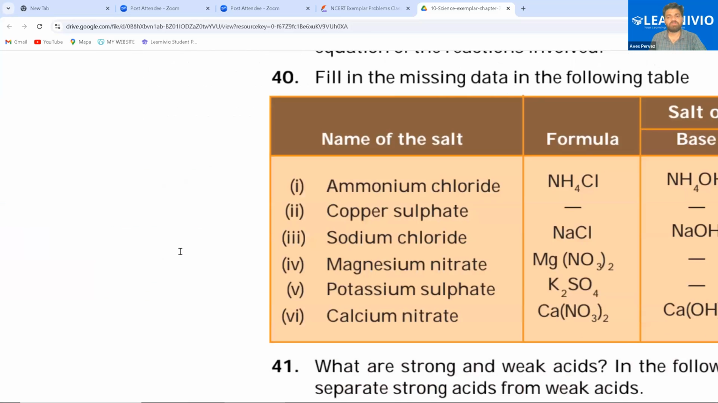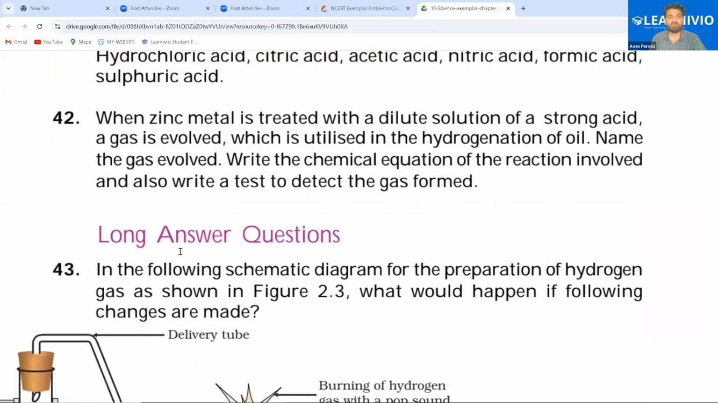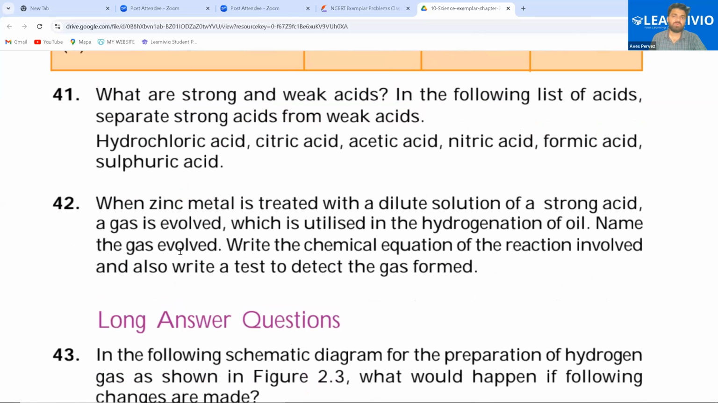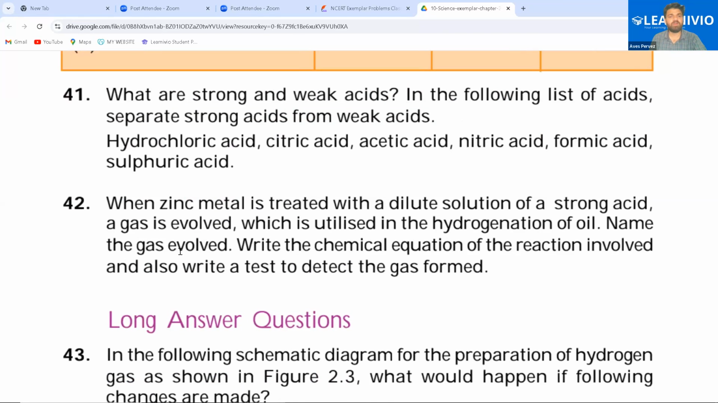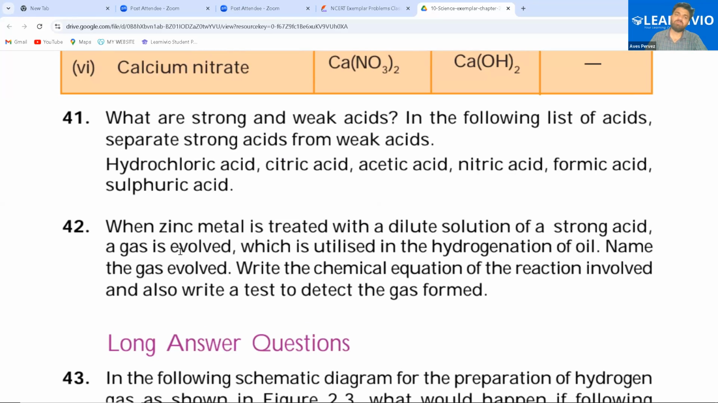Next, we shall discuss in detail. The next class will be very important. We will discuss more in detail what strong acids and weak acids are. You will be able to answer: can you predict which are strong acids and which are weak acids?